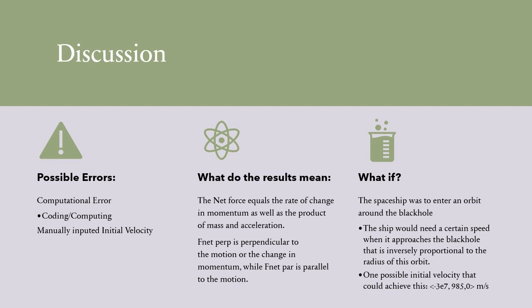What if the starship were to enter an orbit around the black hole instead of just flying by? Then you would need to find a certain speed which would depend on the radius of the orbit, and it would be inversely proportional to that value. One possible initial velocity that I found that worked for this is seen here in this vector.